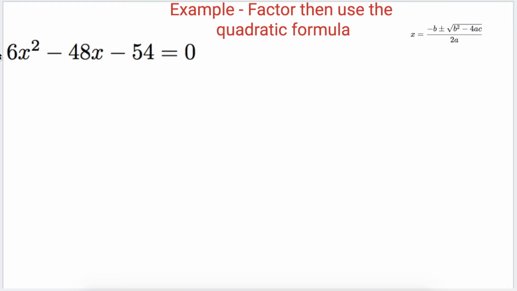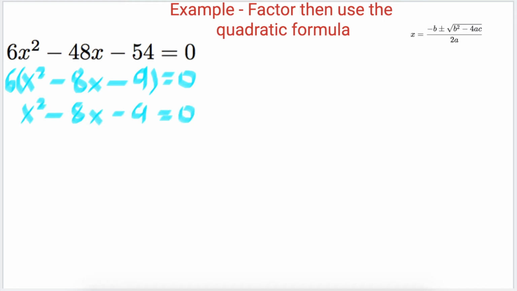So we have 6x squared minus 48x minus 54. 6, 48, and 54 have a common factor, and that common factor is the number 6. You can factor out the number 2, but it's not the greatest common factor. So when you factor out 6, you're going to end up with x squared minus 8x minus 9 equals 0. So when you divide both sides by 6, you end up with x squared minus 8x minus 9 equals 0. So this expression here is a little bit simpler to work with than the one we had at the beginning.